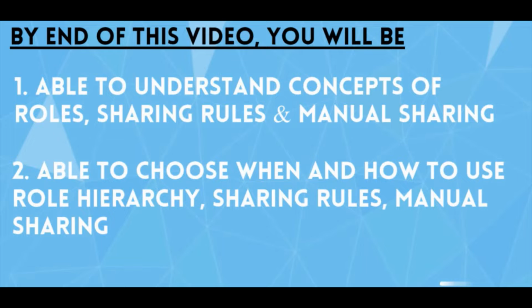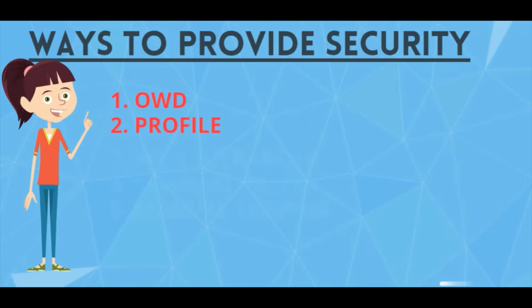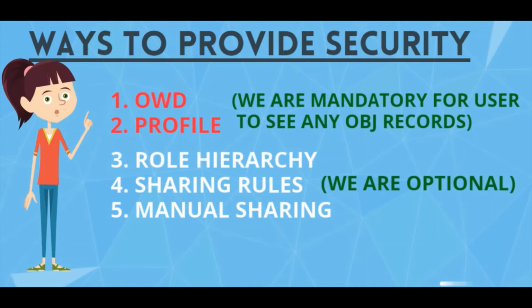And you will also understand when and how to choose role hierarchy, sharing rules, or manual sharing for any given scenario. As you already know, there are multiple ways to provide security. As I mentioned in part 1, there is OWD and profiles, and we also have role hierarchy, sharing rules, and manual sharing. OWD and profile are mandatory for any system. If you log in, OWD will definitely be set to private, public read, or public read only, and profile will be set with read, create, edit, delete options as per the requirement. So these are quite mandatory.